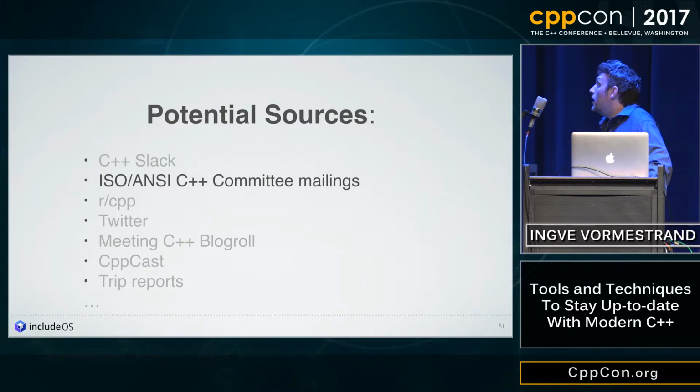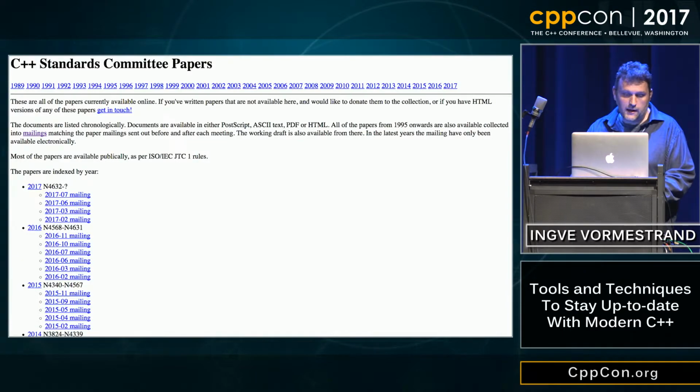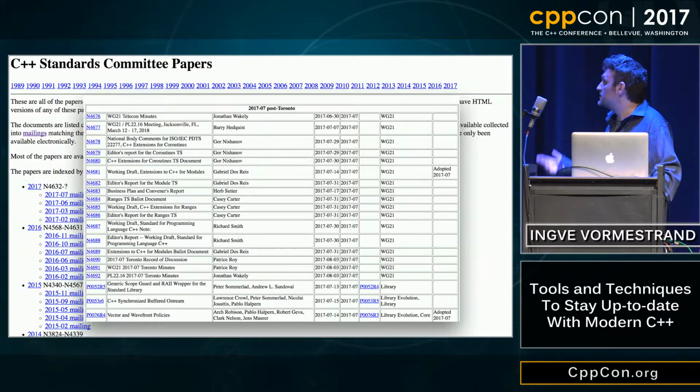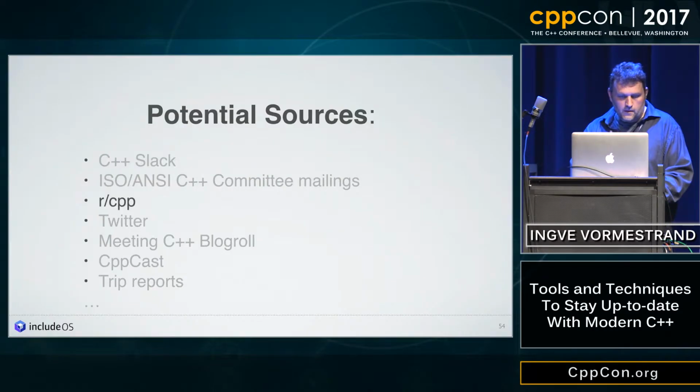Another really useful source is the committee mailings. Available online, papers, proposals that the committee will discuss and consider for standardization. This is probably the most recent one. But it has way too much detail. Again, on the return on investment thing, if your goal is to be a language lawyer, if your goal is to have 1 million points on Stack Overflow, then you should read these. But if your goal is to stay up to date and be reasonably confident, this is overkill.